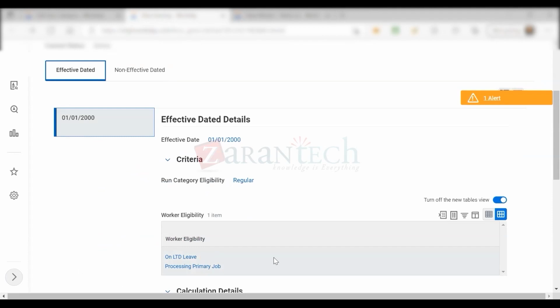Second, the employee needs to be enrolled in the benefit plan for LTD. If both conditions are true, go ahead and calculate the dollar amount for me. If either of these conditions is false, which means my eligibility is not passed, the earning will not get resolved. So on my paycheck, I will not see any LTD earnings.